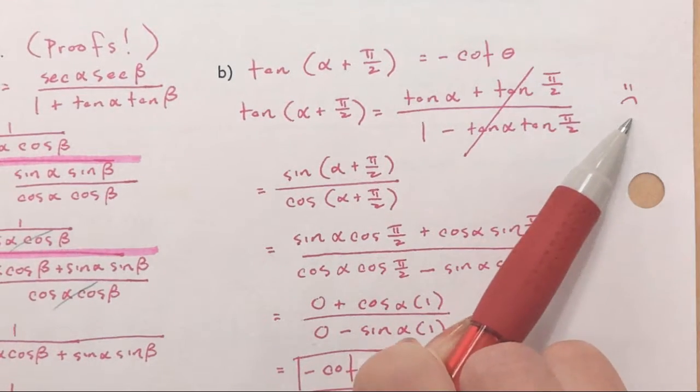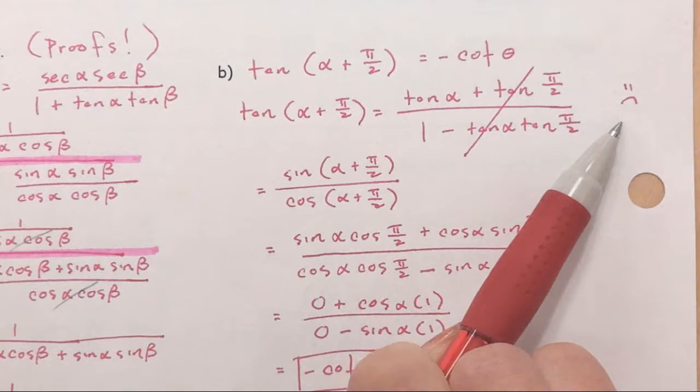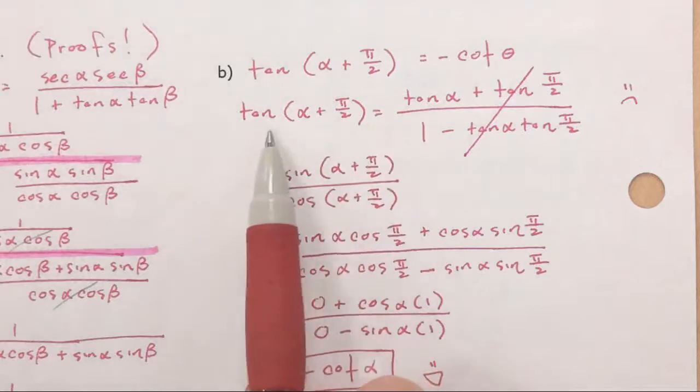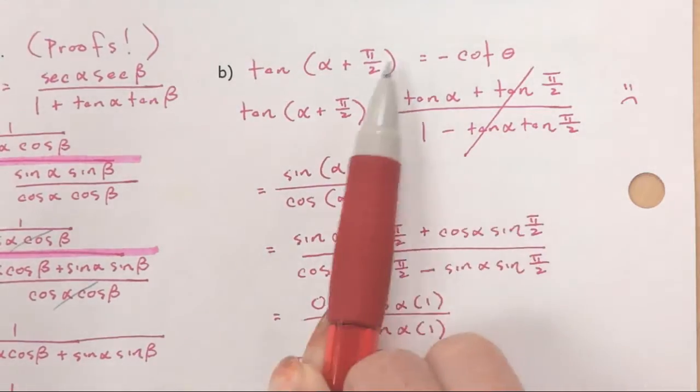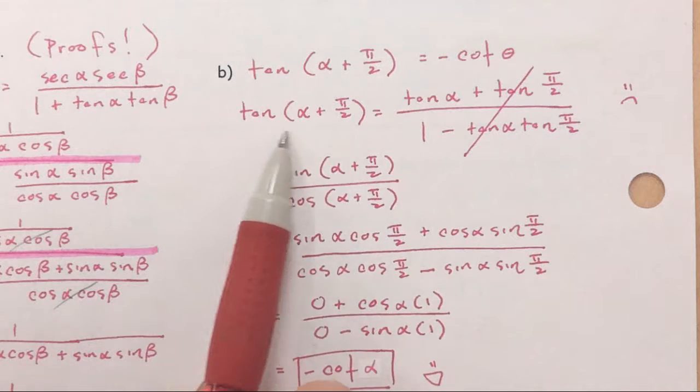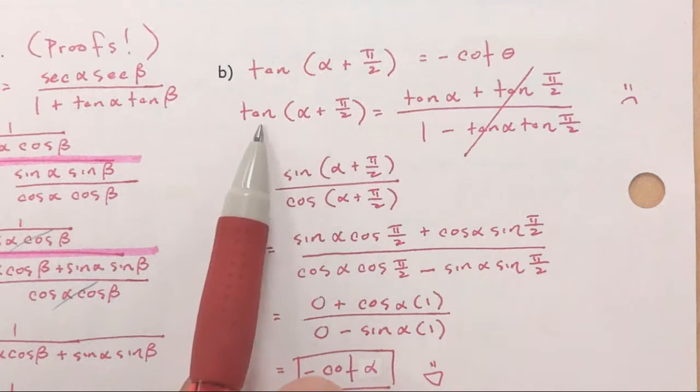So I want you to draw that sad face, okay? Sometimes it's not gonna work out. Sometimes you gotta try something else. You're gonna do work and then you're like, I can't make it work. I can't make this equal to that, okay? So instead, we start here and then we go, okay, what else can we do with tangent?